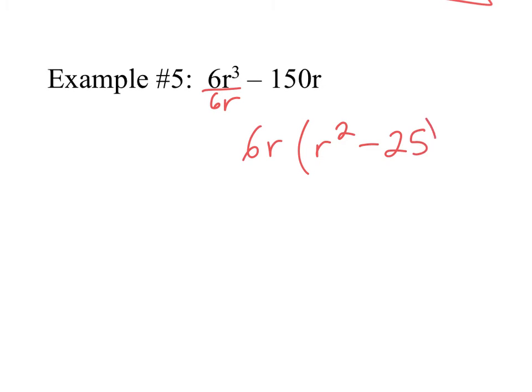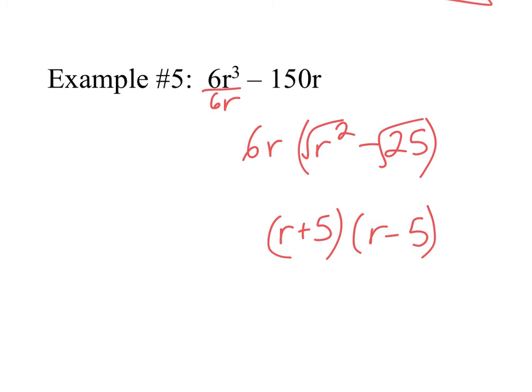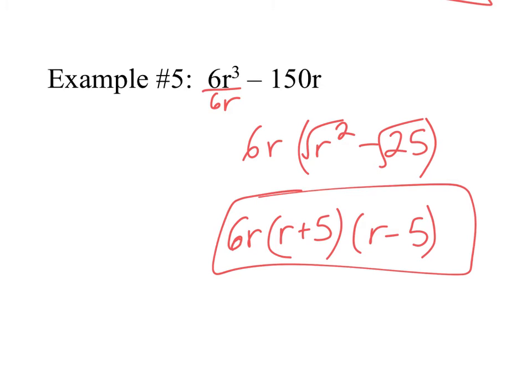Negative 25. Cool. Is the inside now a difference of squares? Can I square root r, and can I square root 25? I sure can. Okay, and what will that break down to? Yep, r plus 5, r minus 5 in whichever order, and then that 6r needs to stay out front because that was our GCF. Cool. Questions on that? We feeling okay today? This isn't too bad, is it?